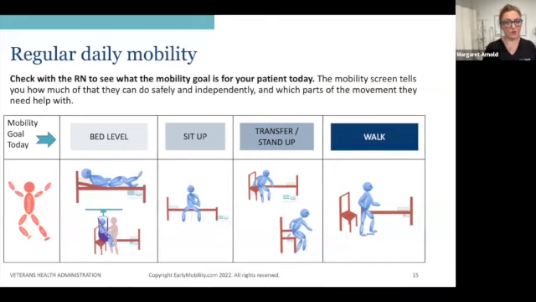So when we go to move our patients throughout the day, the first thing we want to do is check with the care team or the RN to see what the mobility goal is for your patient for that shift. The mobility screen tells you how much of that goal they can do safely and independently by themselves, and which parts of the movement they need help with. Examples of mobility goals include exercises in bed and bed mobility, sitting up over the side of the bed, a goal of transferring or standing up using your own feet, or walking or ambulation.